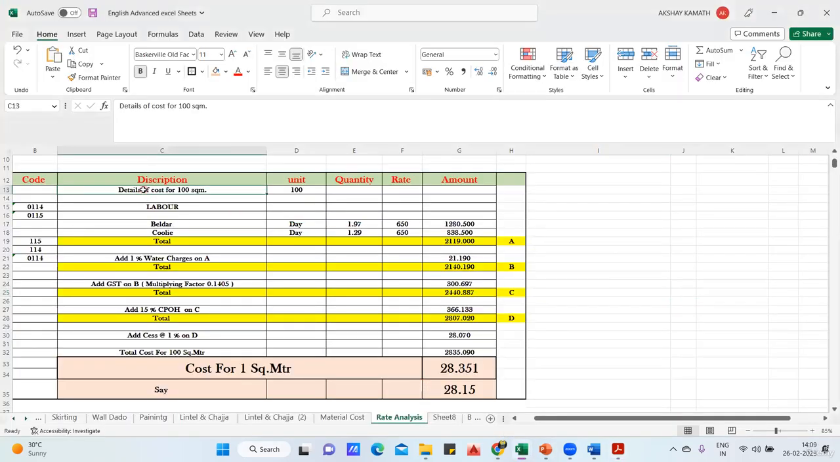Fine. First, we'll prepare a rate analysis for 100 square meter. Actually, we want it for 1 square meter, but we do the quantity for 100 square meter. The reason is that if I do it for 1 square meter, all these answers will be very small, which is very difficult for me. So we'll go for a bigger quantity. Later, once we get the rate for the bigger quantity, we can divide it by the quantity I require, and finally get a cost per square meter. Okay, so details of cost for 100 square meter.